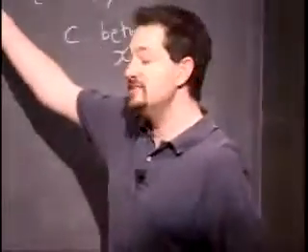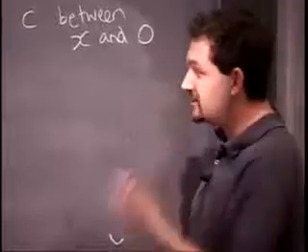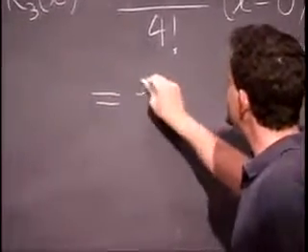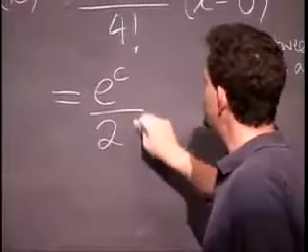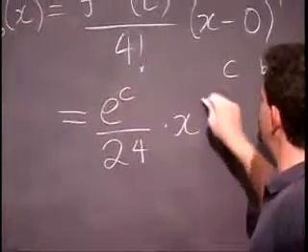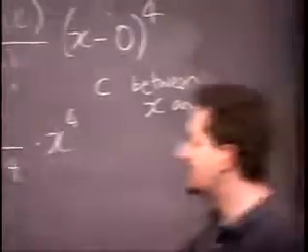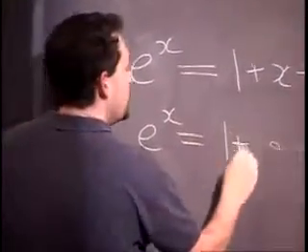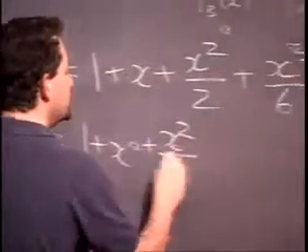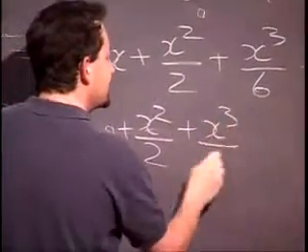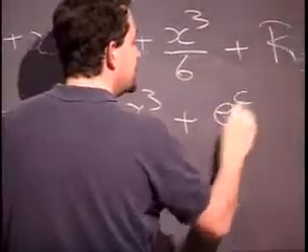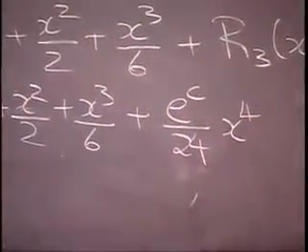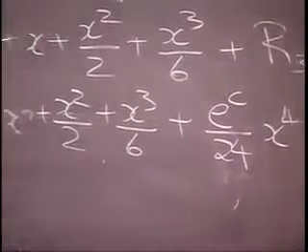Remember, the fourth derivative of e to the x is e to the x. Every derivative is. So this is exactly e to the c over 24 times x to the fourth. So actually, I can say that e to the x is 1 plus x squared over 2 plus x cubed over 6 plus e to the c over 24 times x to the fourth. And that is true for any x, as it turns out.